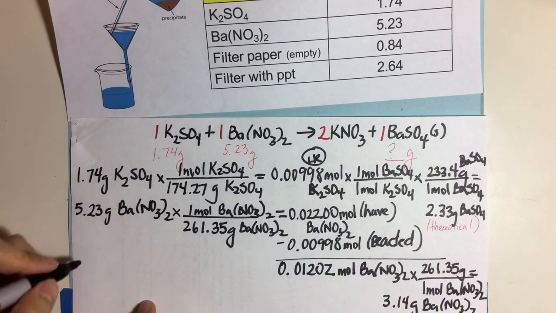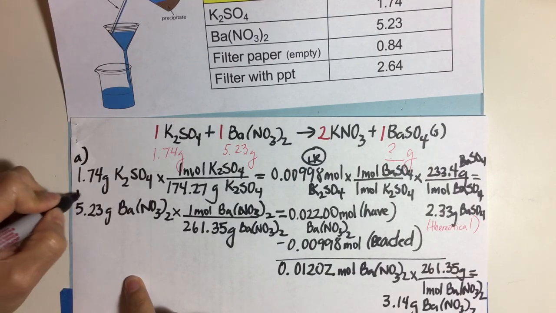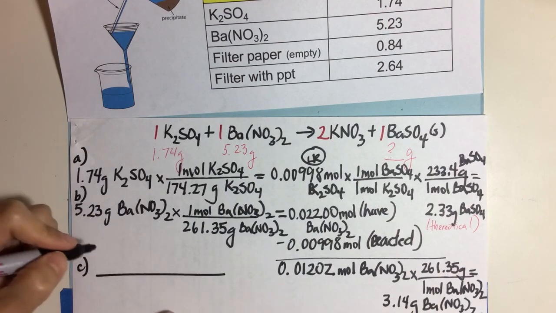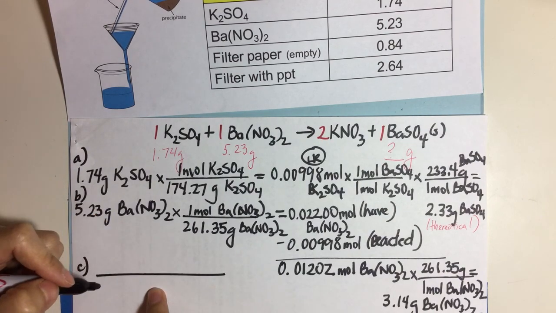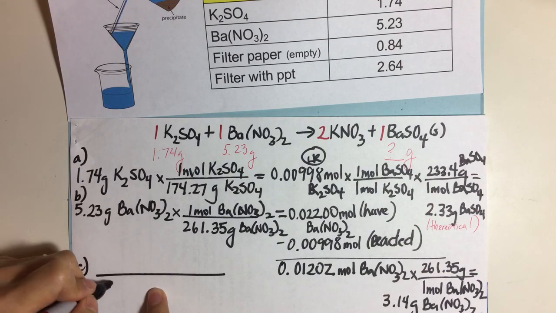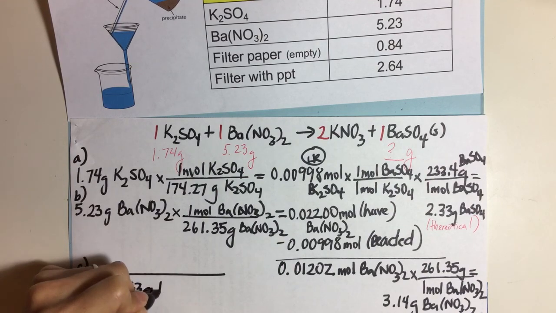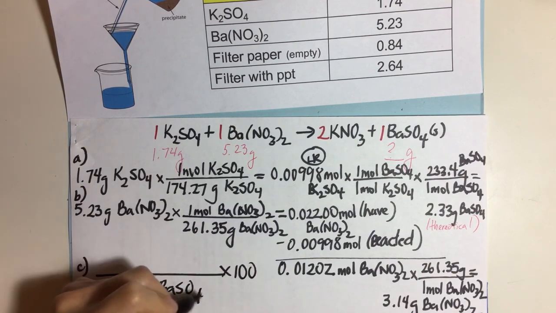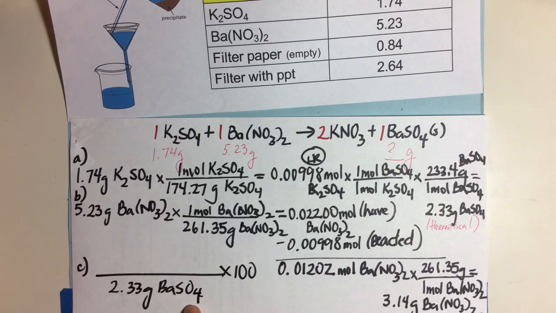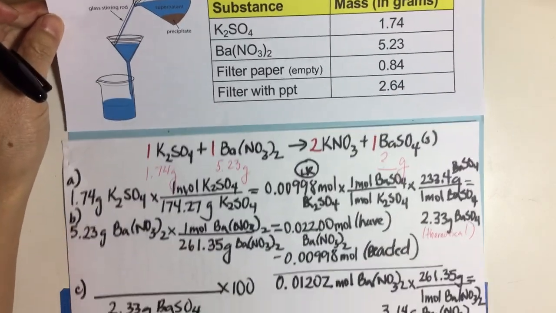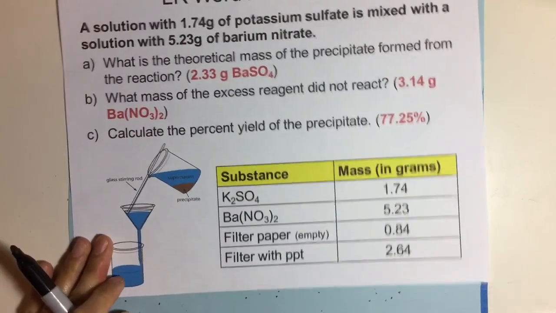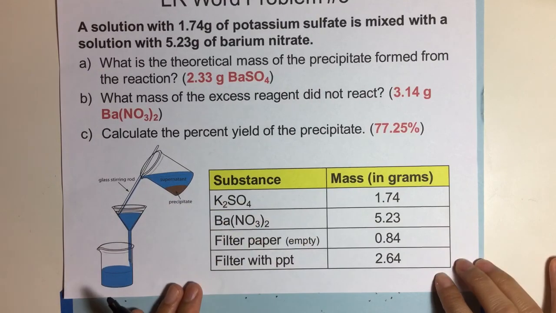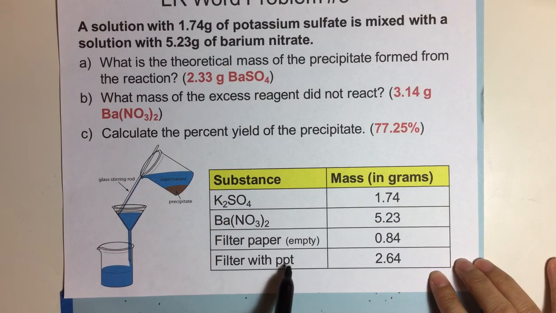Now we are ready for the yield. So we're on part C. This is A, B, and C. So the yield of the precipitate. So the precipitate is the barium sulfate. So theoretically, you should form 2.33 grams of barium sulfate. But then you actually, if you go back to the problem, this data table will tell you how much you actually form. So it's the one with the precipitate, right?